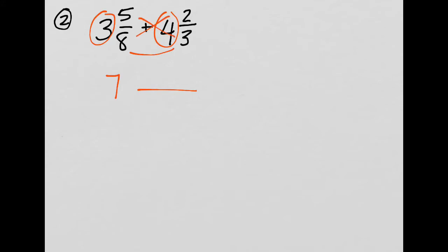Now when you do that, it's going to be top heavy. So you need to work out how many times the bottom goes into the top, and that's going to change the number at the front to 8, and it's going to change the fraction at the end.